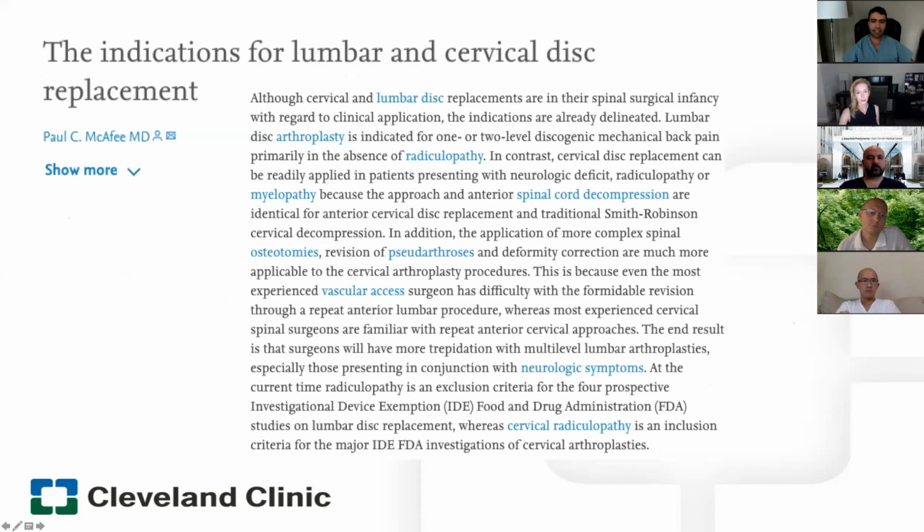Now, if you look at the indications for lumbar disc arthroplasty, this is a very, very nice review written by Dr. McAfee. It's indicated for 1 or 2 level discogenic mechanical back pain, okay? Discogenic mechanical back pain. I have always been taught that those are 2 separate entities. There's discogenic back pain and there's mechanical back pain, right? And I didn't know that they coexisted.